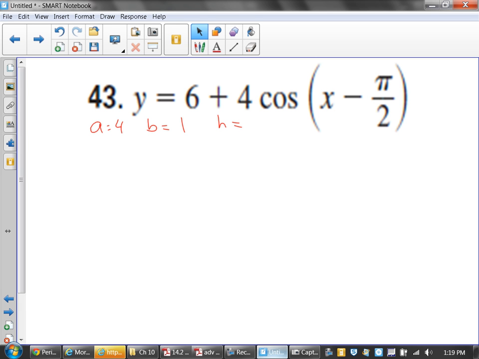Now, can H be a positive pi over 2 or a negative pi over 2? Positive. It's positive, very good. And K is a positive 6, which means everything in this case is going to get shifted to the right pi over 2, and up 6. My A value is 4, therefore my amplitude is 4, and my period is 2 pi. Very good.